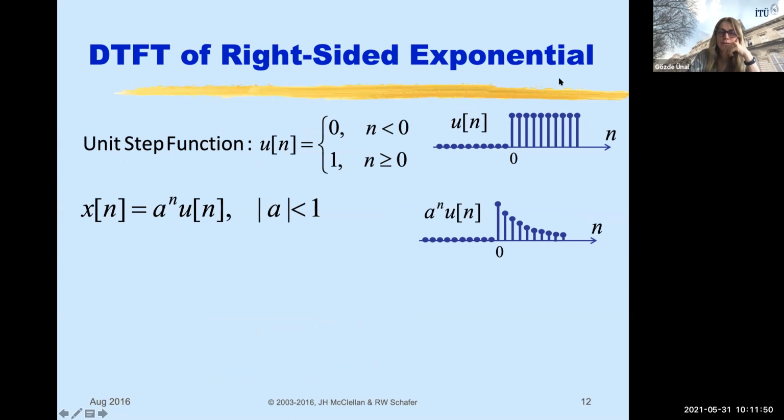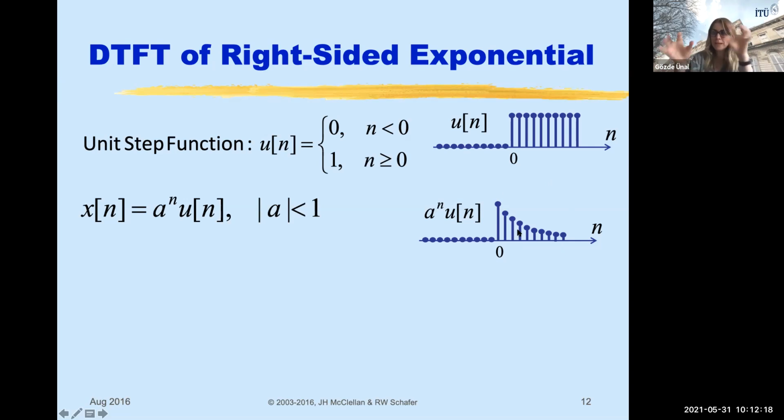Now, we have a right-sided exponential in discrete time, a to the n, where the magnitude of a is less than 1 to have this decaying exponential signal. We want it to start at n equals 0, let's say, we want to give it a starting point. We multiply this a to the n by u of n to get this right-sided exponential signal. Now the question is, what is its Fourier transform?